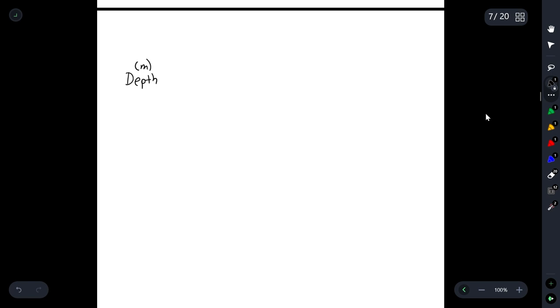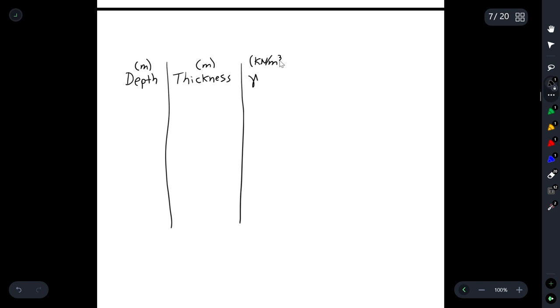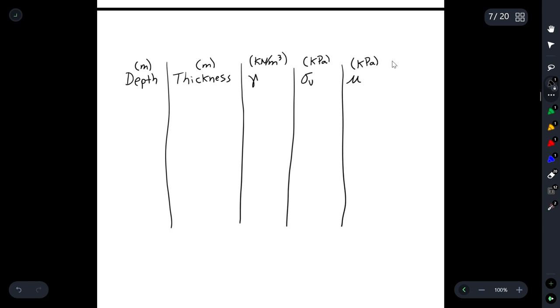We're gonna have thickness in meters. We're gonna have the unit weight in kilonewton per cubic meter. We are gonna have the total vertical stress in kilopascals. Pore water pressure in kilopascals. And finally, effective stress, again, in kPa. So we have 0, 5, 9, 13, and 16.